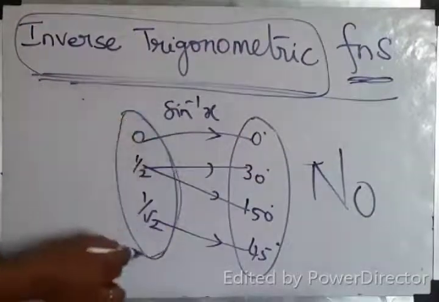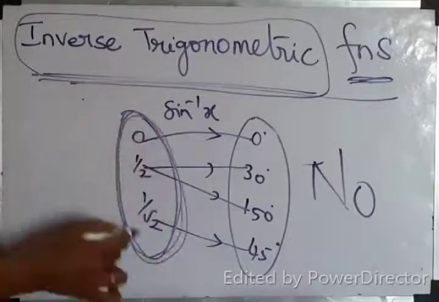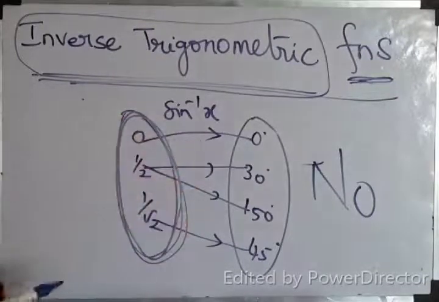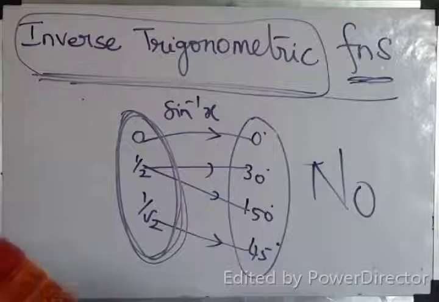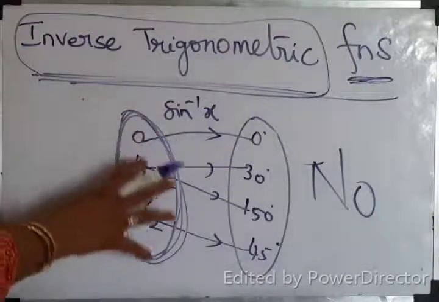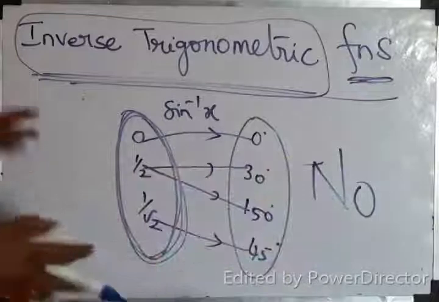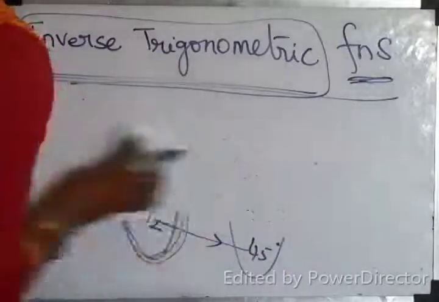So this domain value is to be restricted. Correct? Some restriction is to be given for the domain. That is called principal value. So only in the principal value will inverse trigonometry become a function. Otherwise, it is not a function.